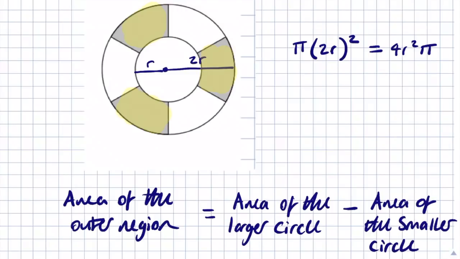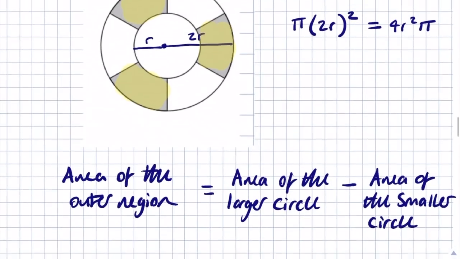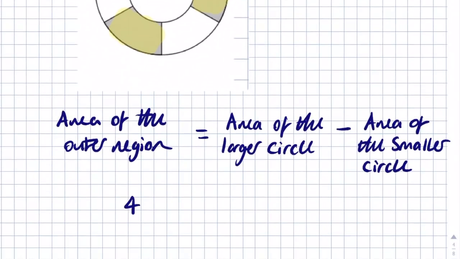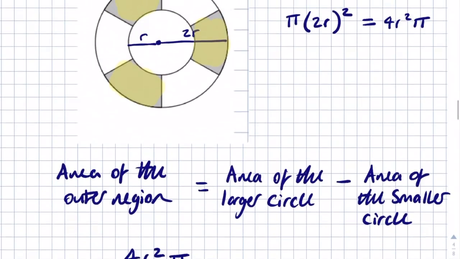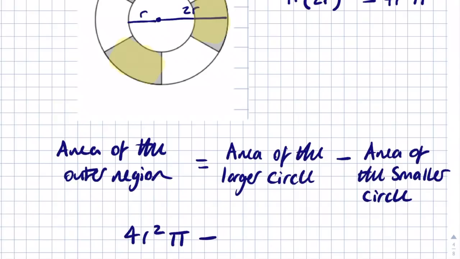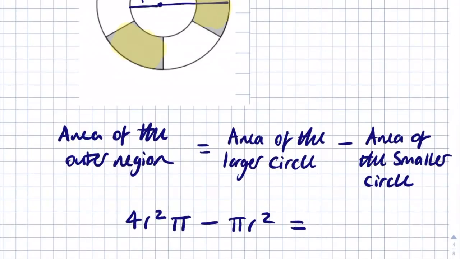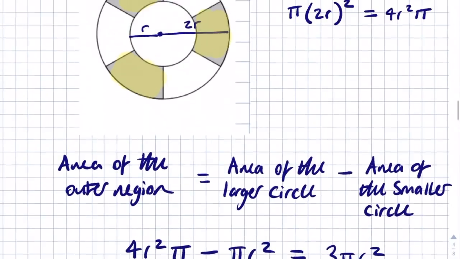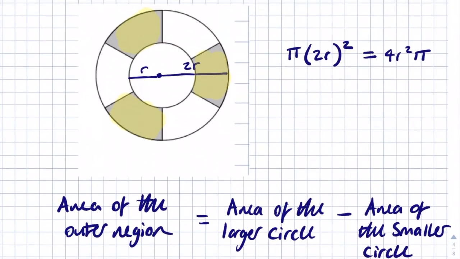Okay, so we know what the area of the larger circle is because we've already worked it out. That's 4R squared pi. The area of the smaller circle, well, that's got a radius of R, so that's just going to be pi R squared. So we subtract these 2 results, we're going to get 3 pi R squared, or 3R squared pi, depending on how you want to write it. So that's the area of the whole outer region.